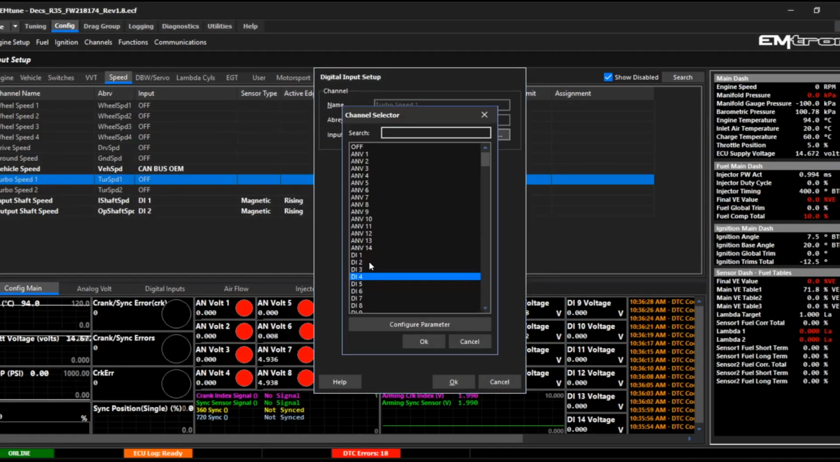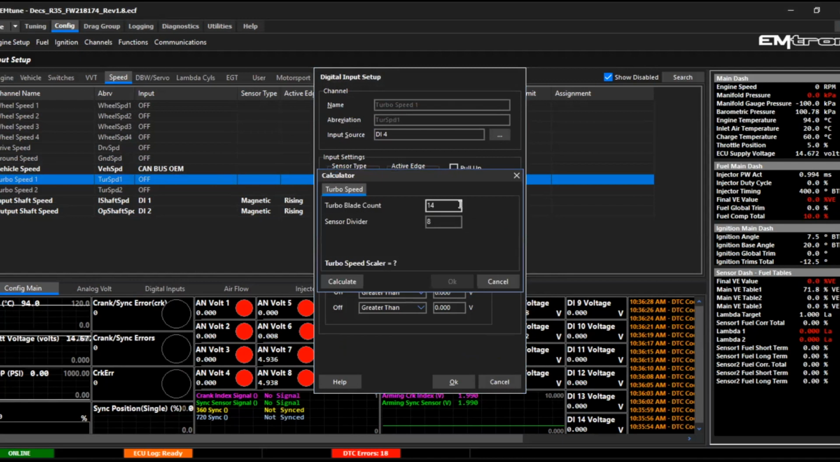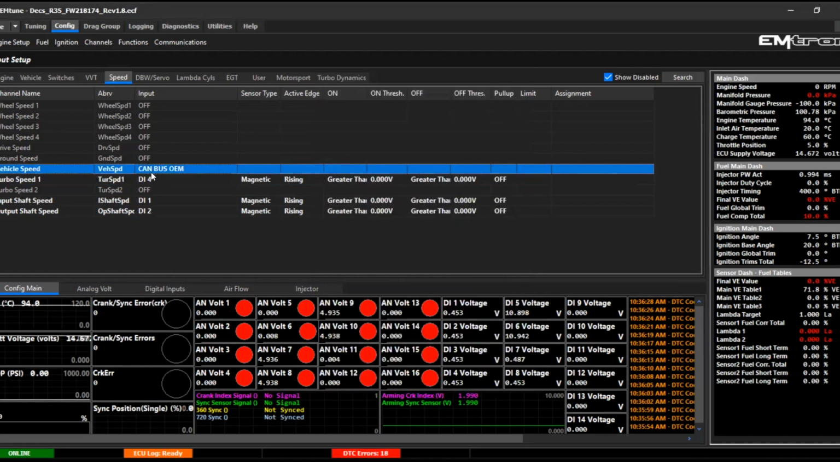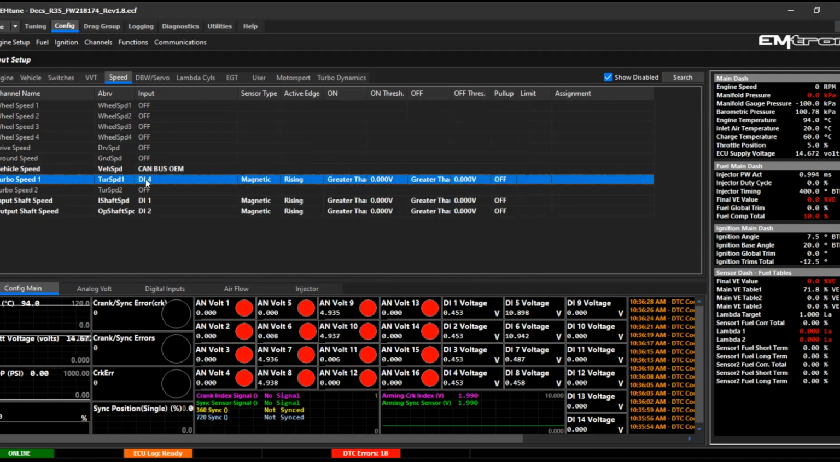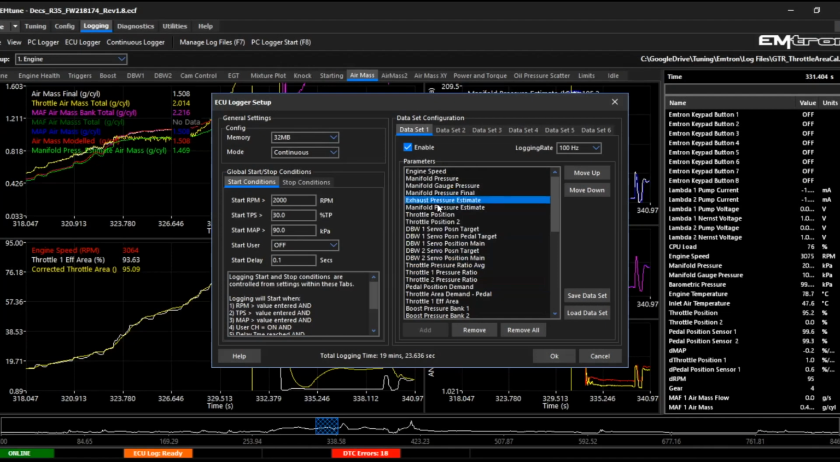We've also added the calculator to turbo speed functions, so you can now put in the blade count on the turbo and the sensor divider, and get a usable scalar done for you. So that's going to stop me scratching my head every time I have to set that up, let alone everyone else. This seems like a really minor feature, but I'm sure it'll help a bunch of people.